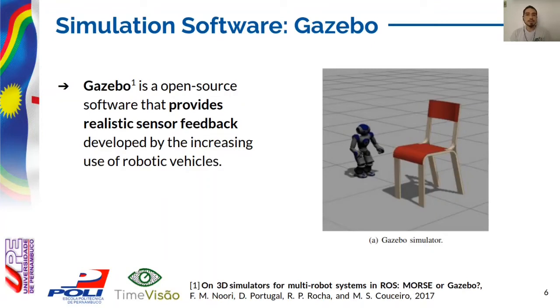Gazebo is an open source software that provides realistic sensor feedback, developed with increasing use for robot vehicles. It is designed to reproduce the dynamics of the environment accurately and to be used in a distributed modular architecture, being executed through two processes, where one is the server and the other one is the client. At the right side, we have the Gazebo 3D scene for our task.